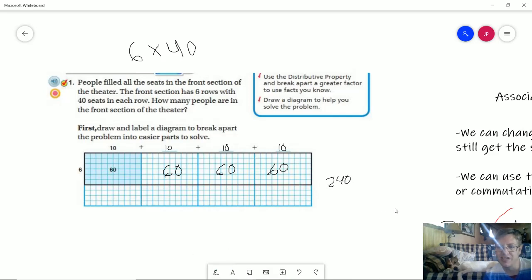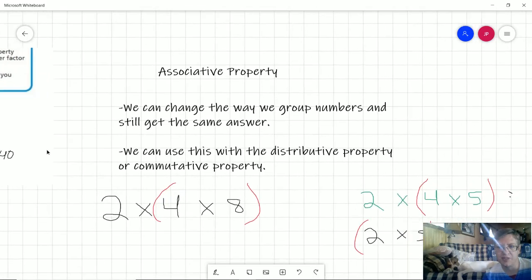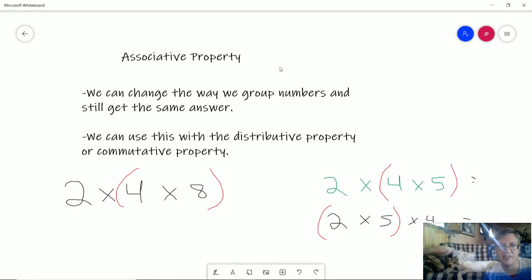The other thing I want to talk about is using the associative property. And so I don't think I've spent a lot of time on that. We can use this with the distributive property and the commutative property. So the commutative property, we get an example of here where I change the order of the factors. I move my 5 over so I can group it with 2.